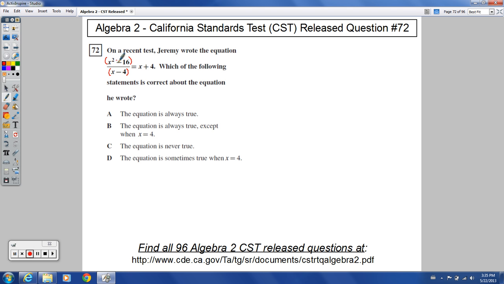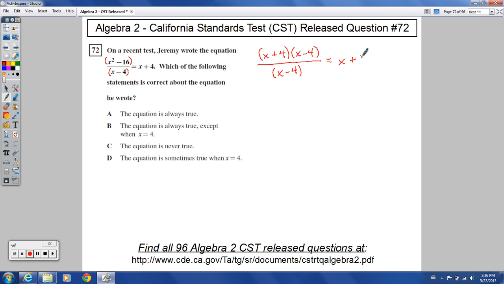So x squared minus 16, could I write that as this divided by this? Would that be the same thing as that? If that's not even the same thing, I would say the equation is never true. So remember, this is a difference of two squares, so you can write it as (x plus 4) times (x minus 4) over (x minus 4).